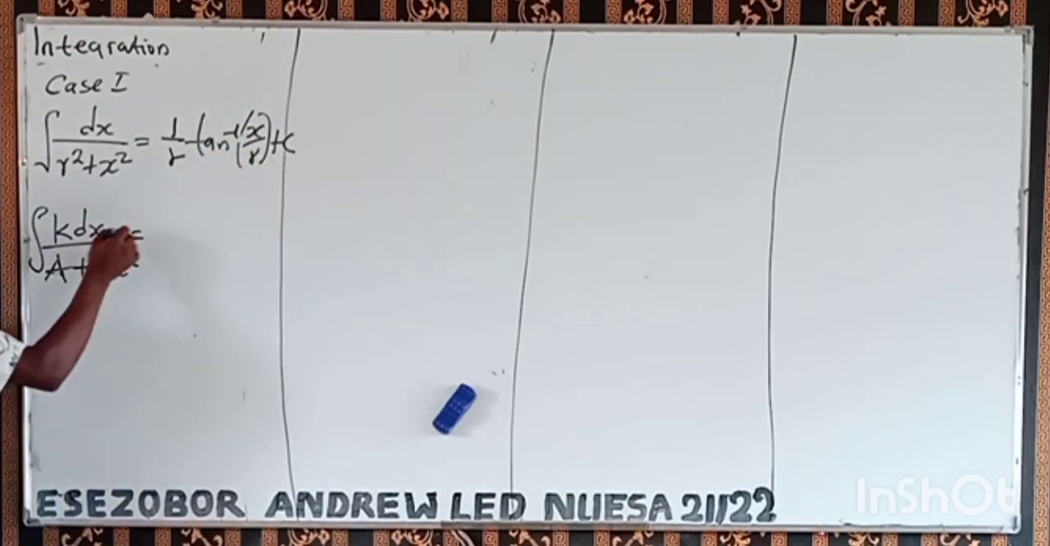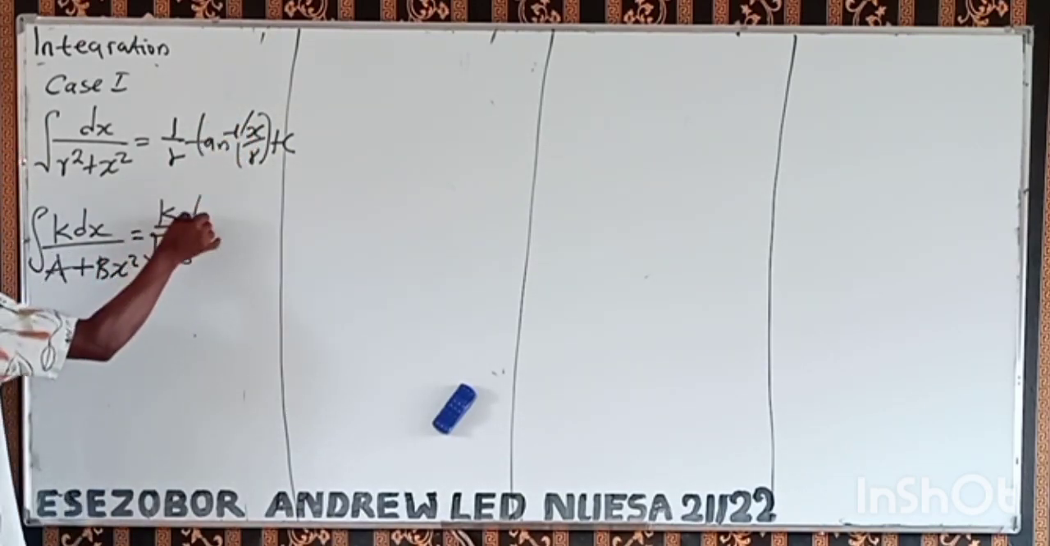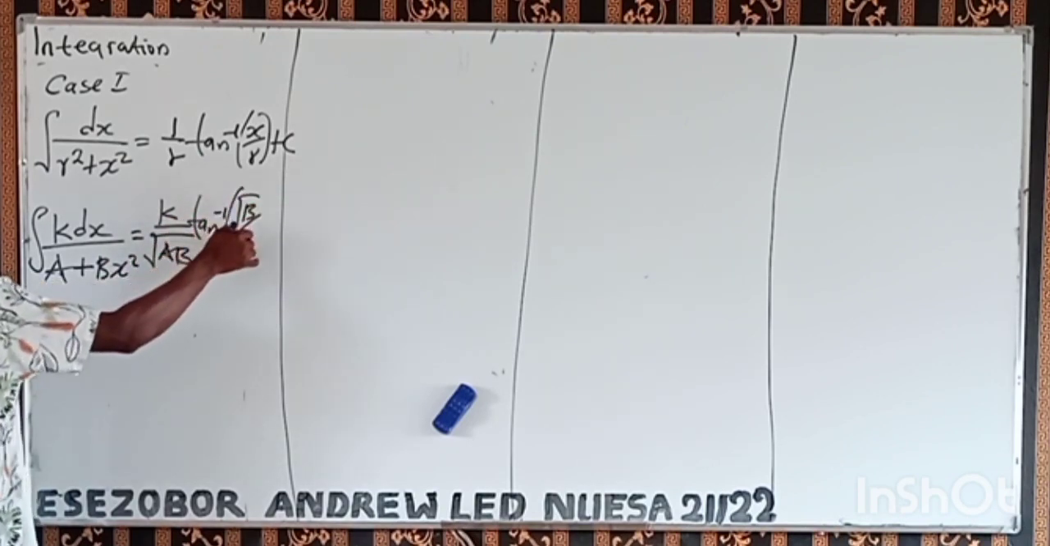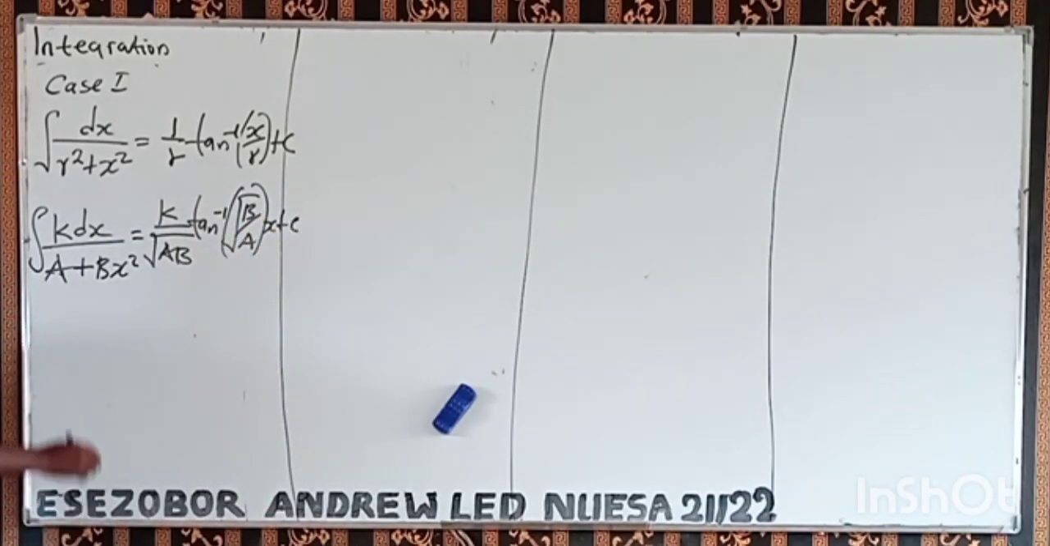1 over r. If this one gives us k over root ab tan inverse of root b over a x plus c, that's what I'm going to have for that. So take note of this. It's very, very important. Take note of this. So you use this.